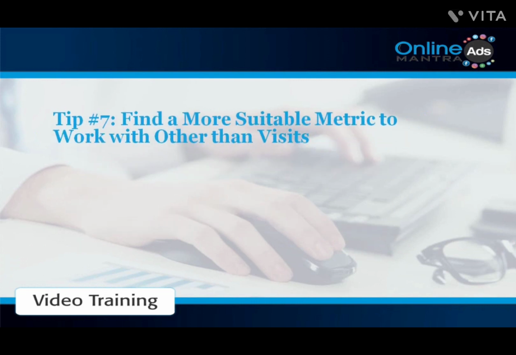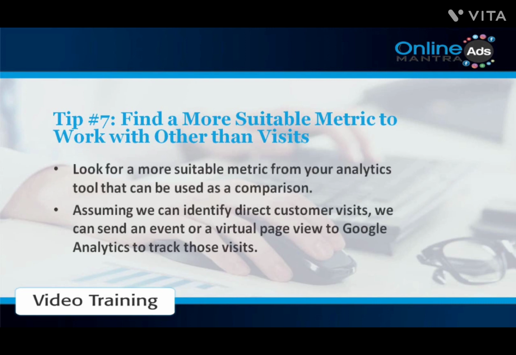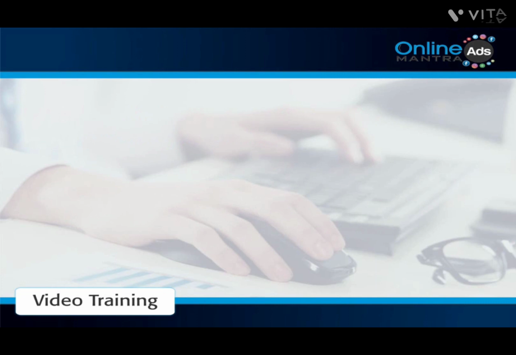Tip 7. Find a more suitable metric to work with other than visits. Look for a more suitable metric from your analytics tool that can be used as a comparison. Assuming we can identify direct customer visits, we can send an event or a virtual page view to Google Analytics to track those visits.